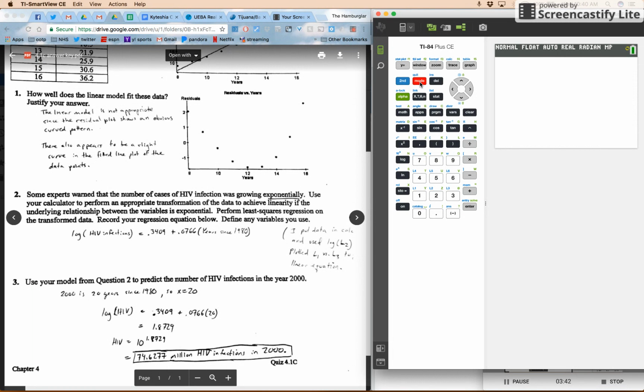So I'm going to go back to my main screen. We're going to do Stat, Calc. We're going to do the choice 8 for linear regression.